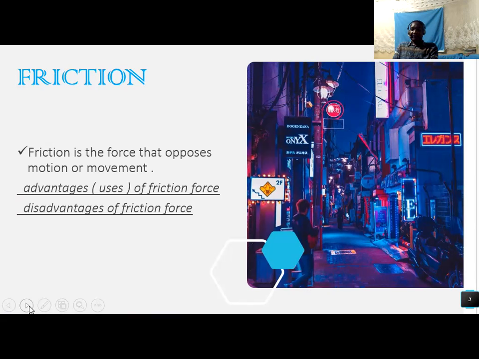Lastly, the disadvantages of friction force. One, it wears out tire treads and shoe soles. Two, it causes blisters on hands. Three, it increases the effort required to move. Four, production of unnecessary sound. And then lastly, but not least, production of unnecessary heat.